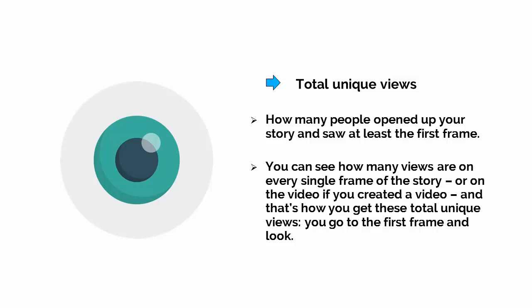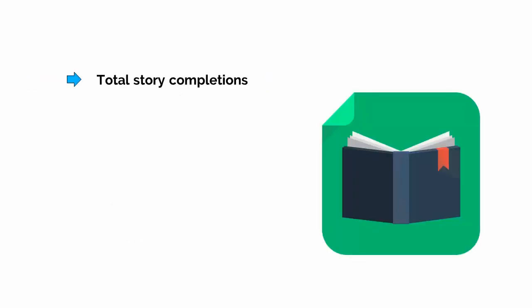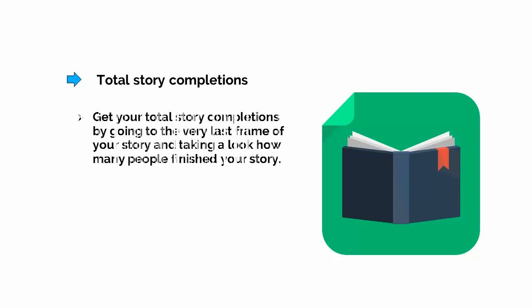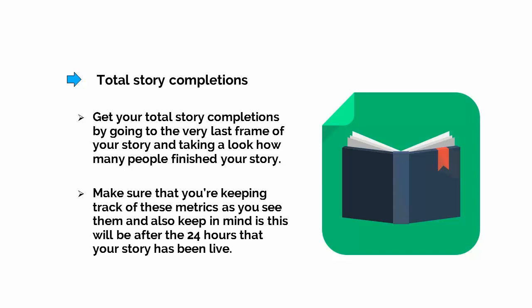The second analytic that we're going to discuss is total story completions. You get your total story completions by going to the very last frame of your story and taking a look at how many people finished your story. Make sure that you're keeping track of these metrics as you see them, and also keep in mind that this will be after the 24 hours that your story has been live.